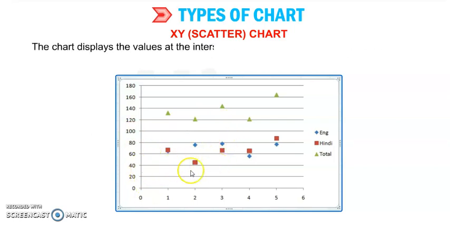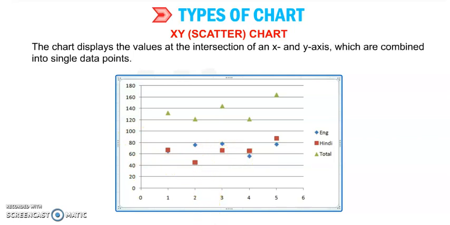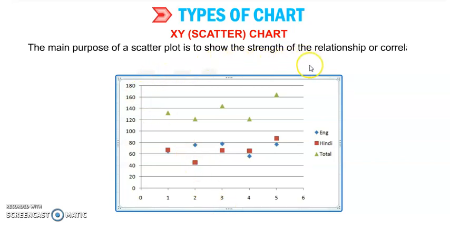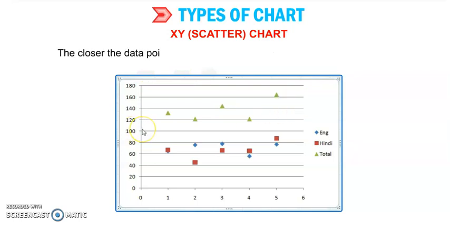Okay, this chart displays the values at the intersection of the x and y axes, which are combined into single data points. The main purpose of a scatter plot is to show the strength of the relationship or correlation between the two variables. The closer the data points are to a straight line, the higher the correlation.